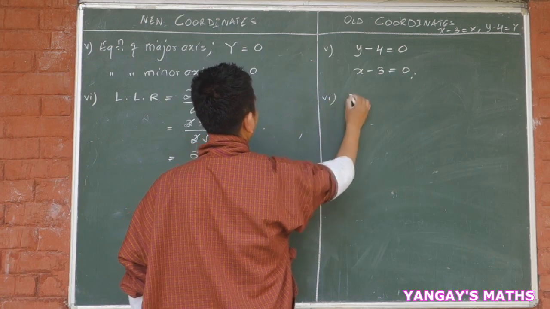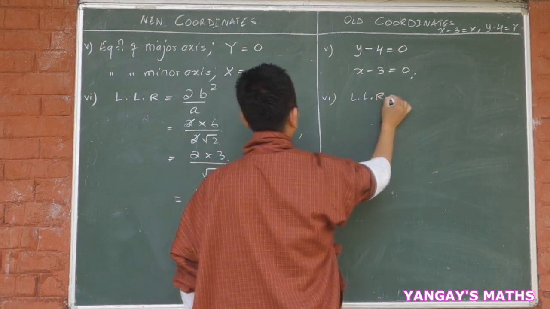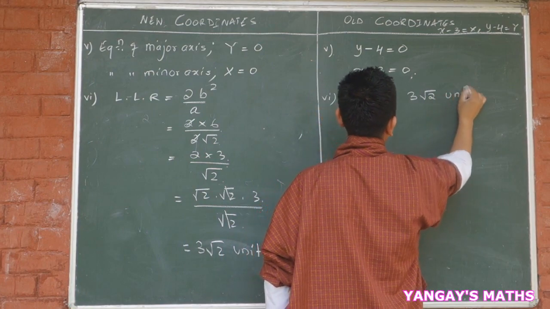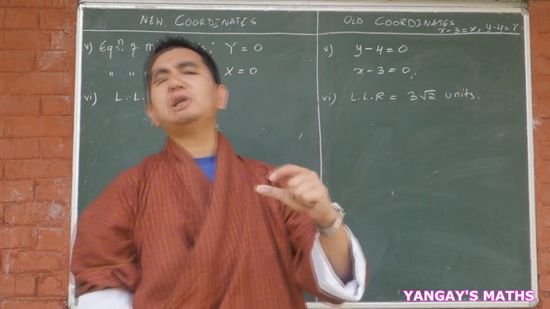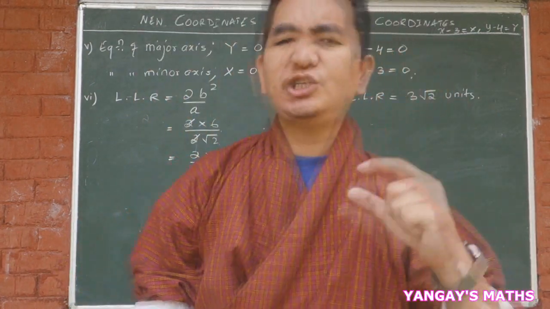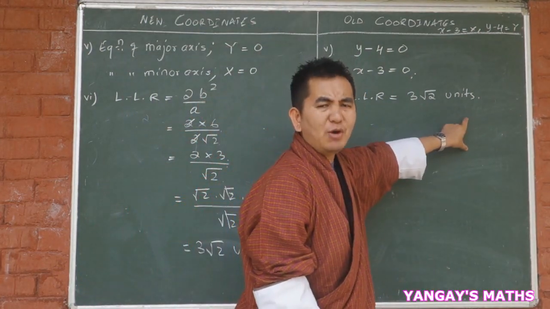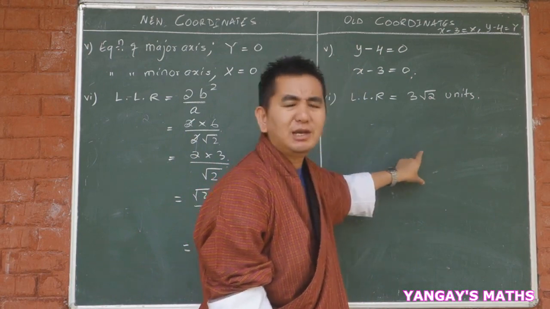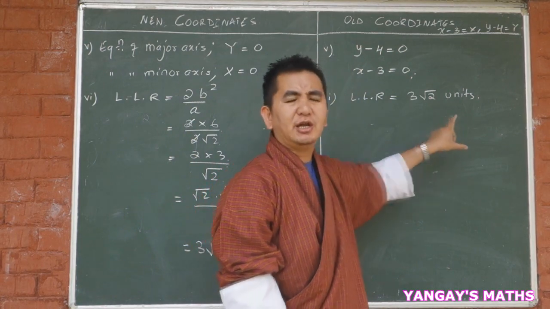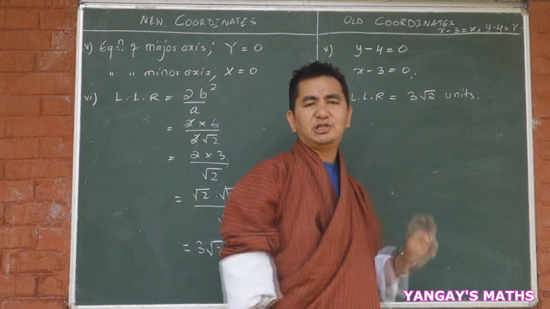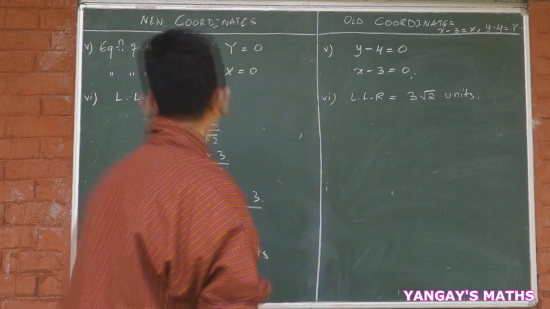Similarly, on this side, the length of latus rectum will remain the same, 3 root 2 units. We are just shifting the ellipse. We are not changing the shape and the size of the ellipse. If there is no change in the shape and the size of the ellipse, then there won't be any change in the length of latus rectum.